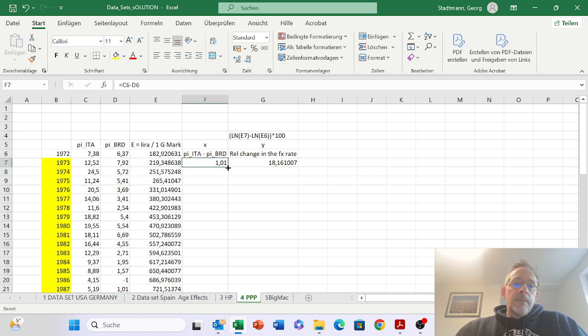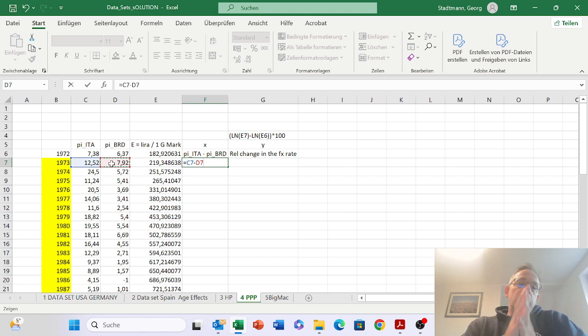And now I think I made a mistake here. So once more. The inflation differential is C7 minus D7. This is the inflation differential in 1973. So please forget what I was talking about in the last 2 minutes. So inflation differential, that's C7 minus D7.